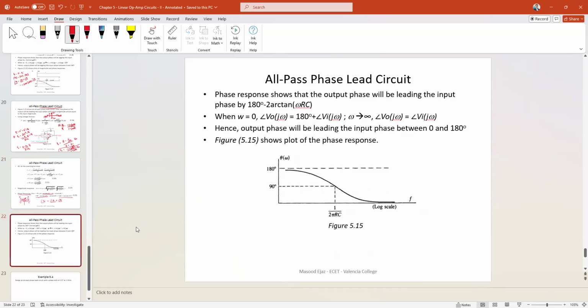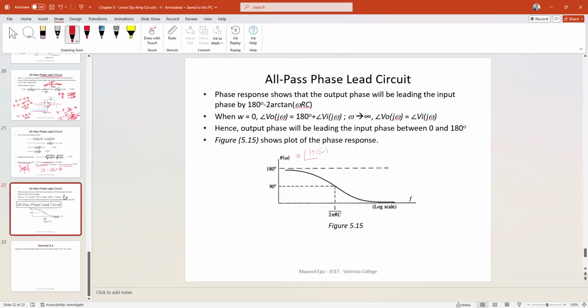That is the same phase. And this is a graph to show that the phase of your H of j omega, what we are calling theta of omega, is changing between 180 degrees at omega equal to 0 to 0 degrees when omega becomes very large. Therefore, output phase will be leading the input phase by between 180 and 0 degrees. So that's an all-pass phase lead circuit.